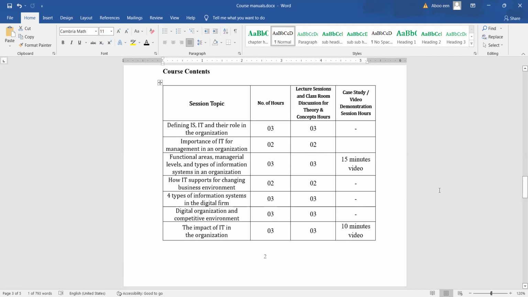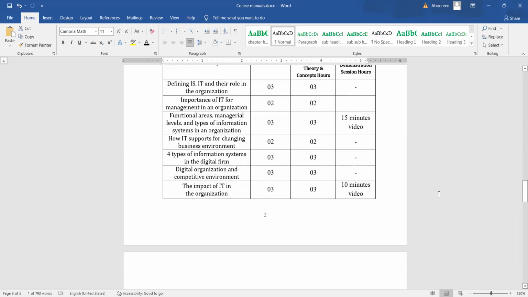The first topic is defining information system, information technology, and their role in the organization. I'm going to cover this session for 3 hours of lecture. There is no other case discussion or video demonstration. And the next one is the importance of IT for management in an organization. So how IT is important for management in an organization. I'm going to take it for 2 hours.